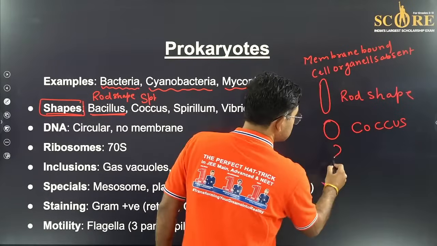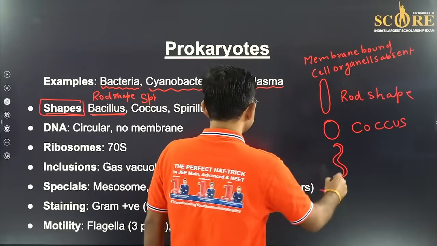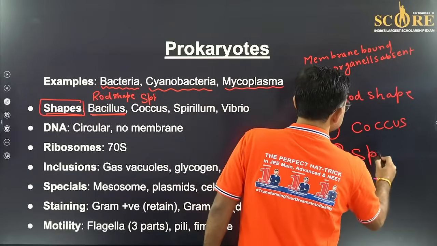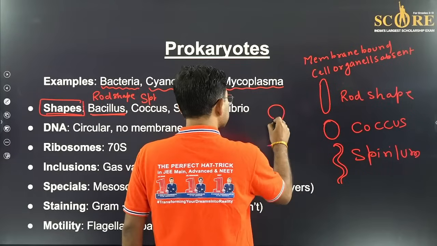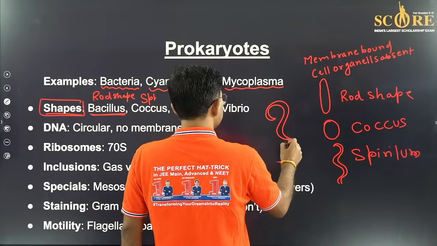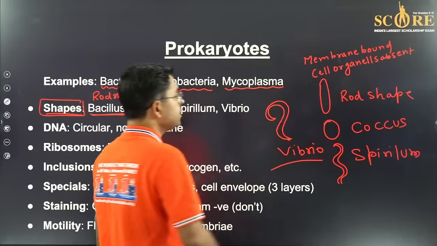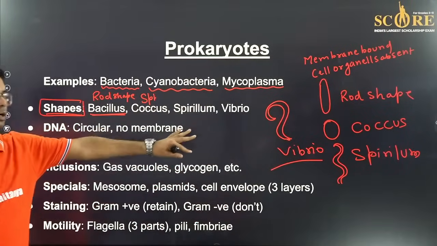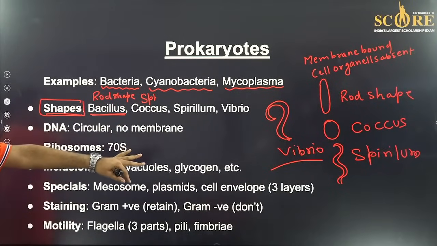Then there is spirillum, right? This is spirillum. And the last one is comma shaped, like this. So this comma shaped is called vibrio. So these are the 4 shapes: rod shape, spherical or circular coccus, then spiral and vibrio.